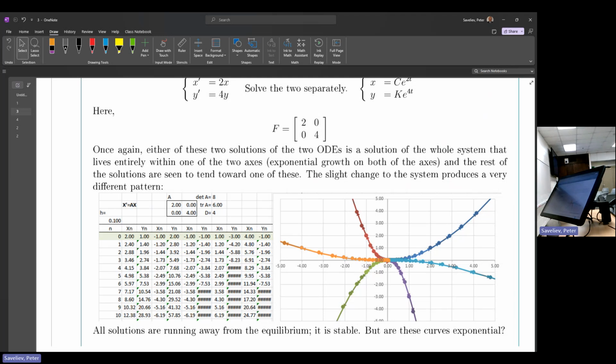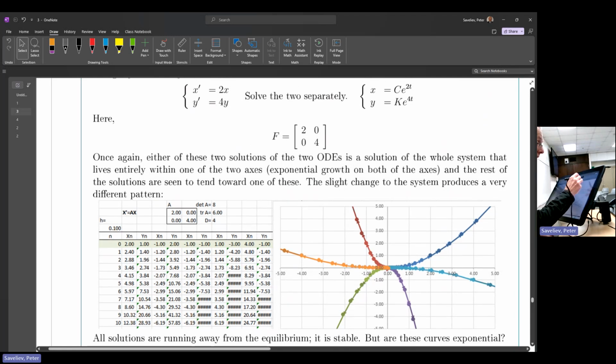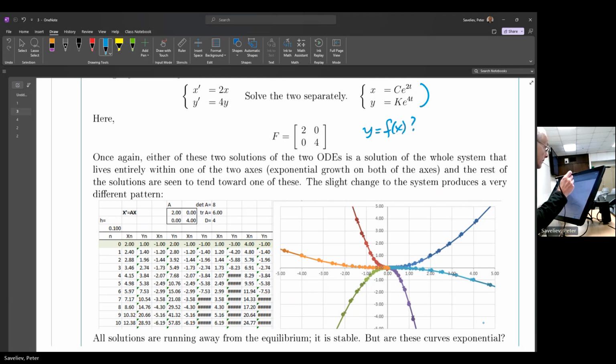In fact, you can guess what the curves are. Can you guess what those curves are? This is a parametric curve, so you don't need to do anything else. So these are the curves. But what is y as a function of x? Can you see what it is? What does it look like? The curves, what do they look like?